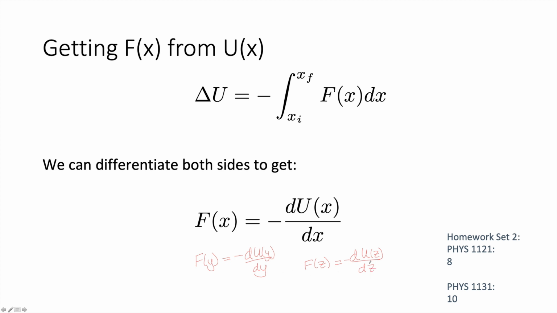And this would give us a vector expression for the force acting upon the body. So to practice going back the opposite way, have a go at homework set 2, question 8 for 1A and question 10 for higher 1A.